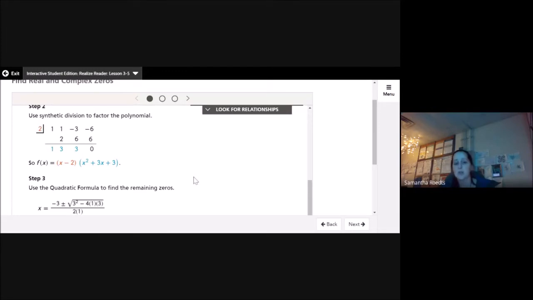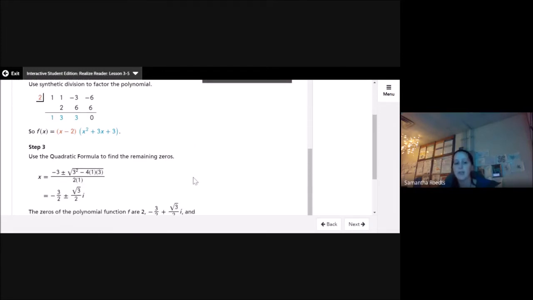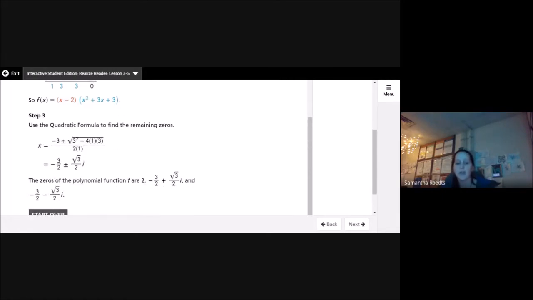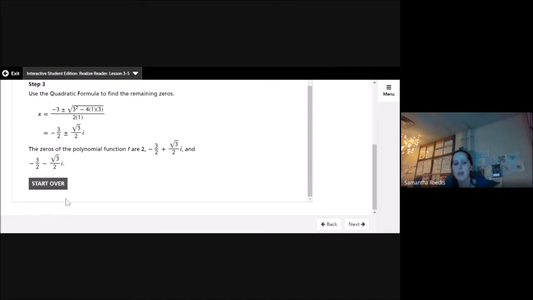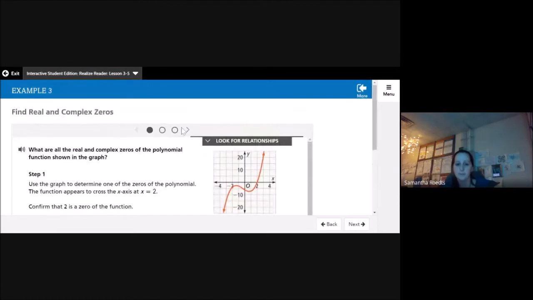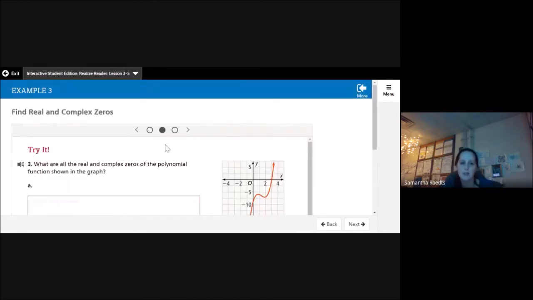Step 3, I use the quadratic formula to find the remaining zeros because I don't know what the factors are for this. Actually, there's no real factors there. Okay, so I get -3/2 plus or minus the square root of 3 over 2i. So the zeros of the polynomial function f are 2, -3/2 plus the square root of 3 over 2i, and -3/2 minus the square root of 3 over 2i. All right, so let's try it out.